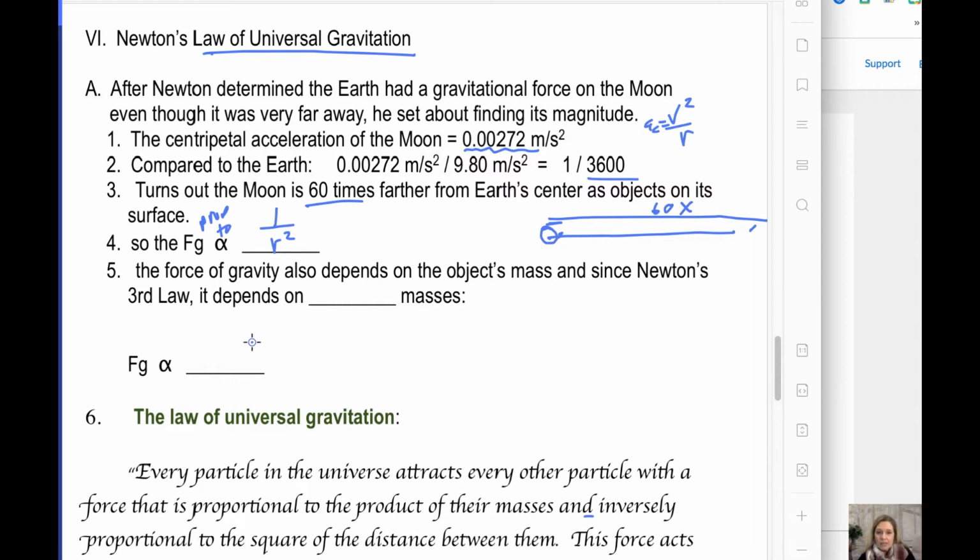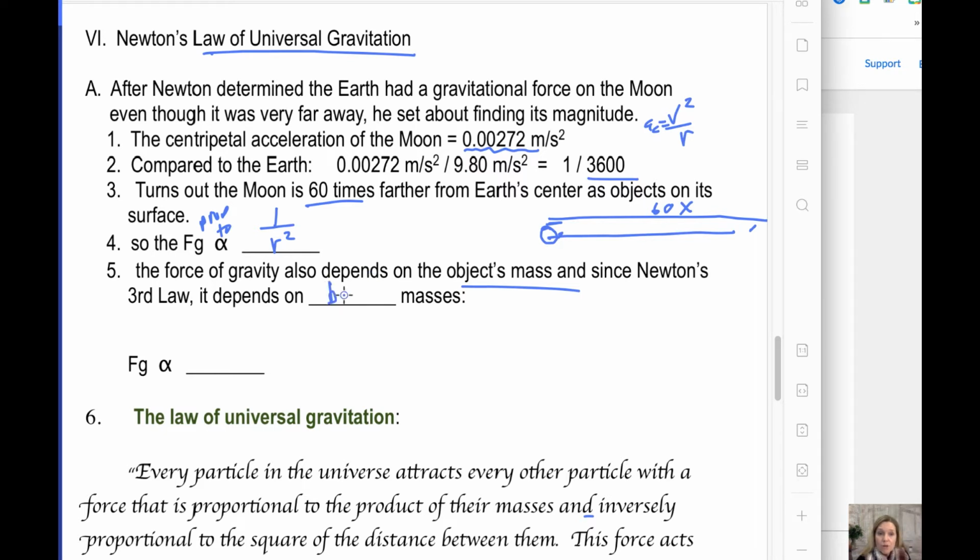Now, besides how far away, he also realized that force of gravity must be dependent on an object's mass. The more massive the Earth, the more it can pull on objects. But since we also know Newton's third law, that when one object pulls on a second object, the second object pulls on the first, then it isn't just dependent on Earth's mass. It must be dependent on whatever other object's mass too.